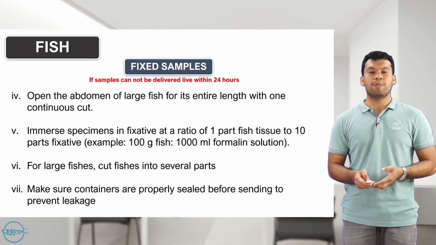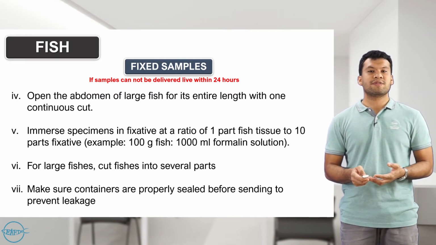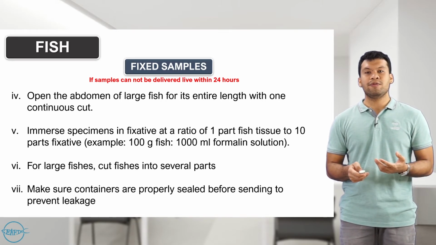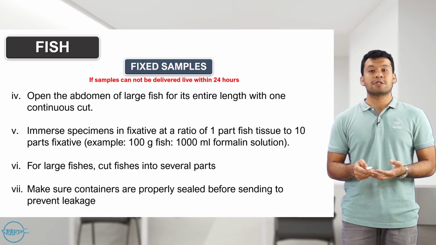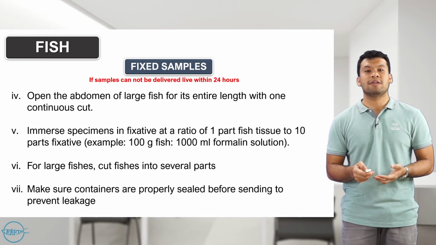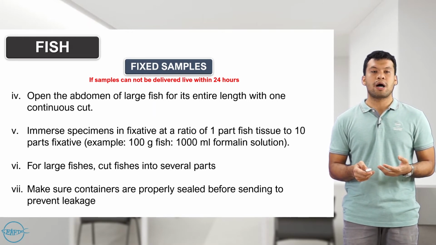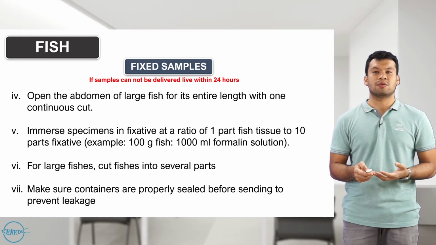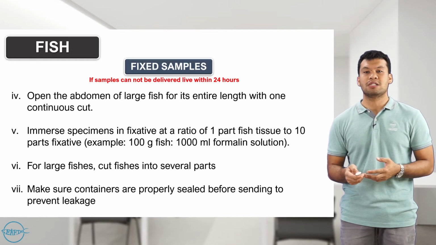Then you need to open the abdomen upon dissection, for large fish along its entire length. If you collect tissue, you need to carefully immerse your specimen or tissue sample in the fixative, at a ratio of 1 part fish tissue to 10 parts of fixative. For example, if you have a 100-gram fish, you need 1,000 ml of your formalin solution.